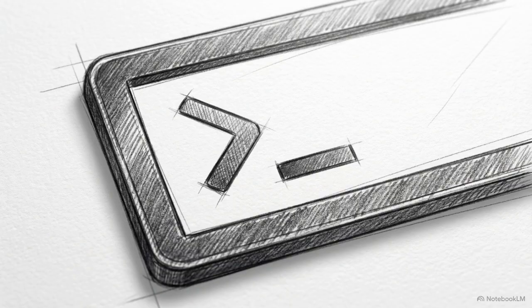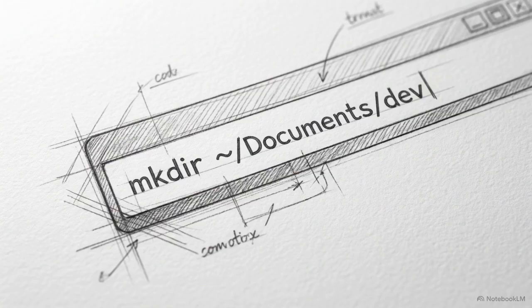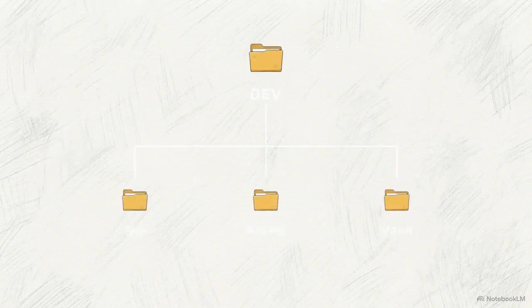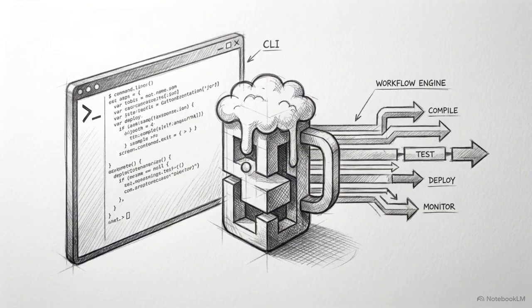Step 1 is creating the master directory. Open your terminal and create a new folder inside your Documents directory called Dev. From this point forward, every single project, site, and application you build lives exclusively inside this root Dev folder. Keeping a single unified tree allows AI editors to open any project as a standalone workspace while maintaining a clear boundary around your code.